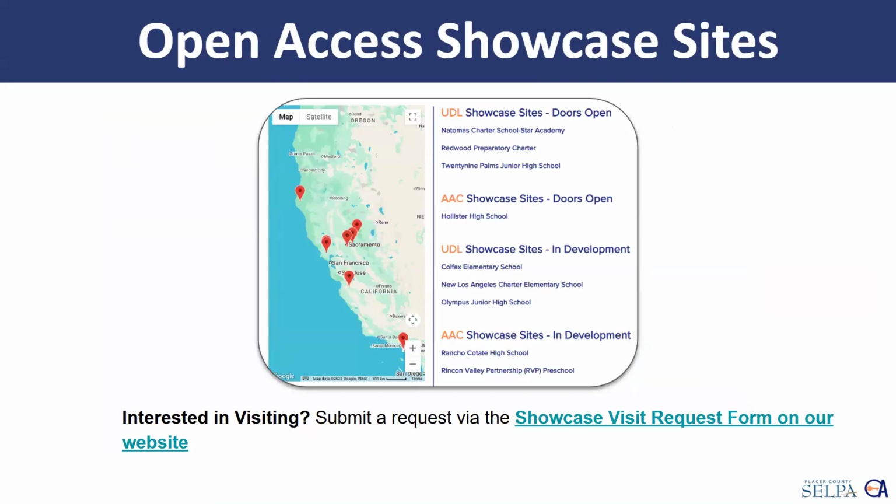Our ultimate goal within open access is really to build showcase sites across the state. One of the questions that we hear all the time is, okay, but what does UDL accessibility look like in action? And so our showcase sites are really an attempt to answer that question. They highlight accessibility practices in action. We host tours there, and the goal is really for people to see what UDL, assistive technology, and augmentative and alternative communication look like in action. What does that look like at schools?